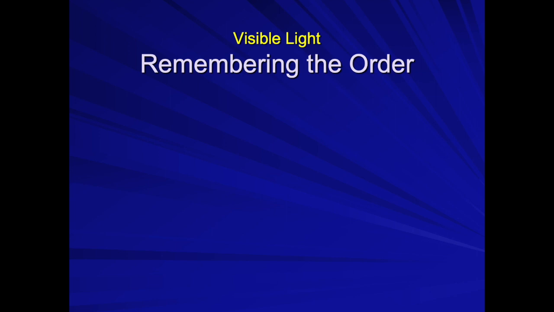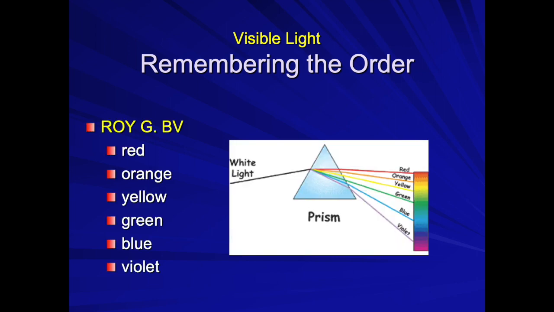So a quick note on remembering the order. Just like you would see in a rainbow, we have ROY G. BIV. You might have heard of this before. So the longer the wavelength is in red, then it goes orange, yellow, green, blue, violet. Violet has shorter wavelengths and higher frequency.